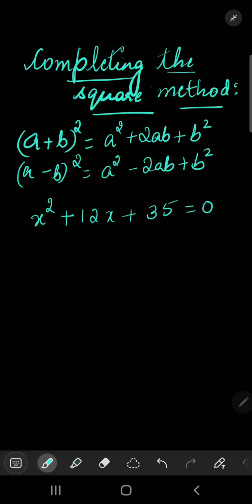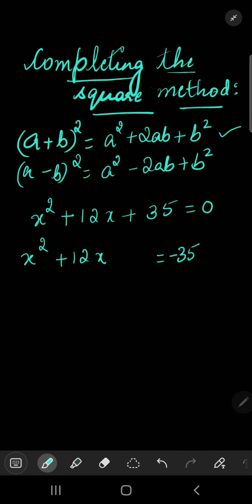For this, we will write x square first, then the middle term, 12x. The coefficient of x has a plus sign, so that gives us a hint that we have to use a plus b the whole square. If it was minus, then we would be using a minus b the whole square. So plus 12x, and then I leave a gap, I'll tell you why, and then plus 35 I'm going to transfer to the other side, which will become minus 35.